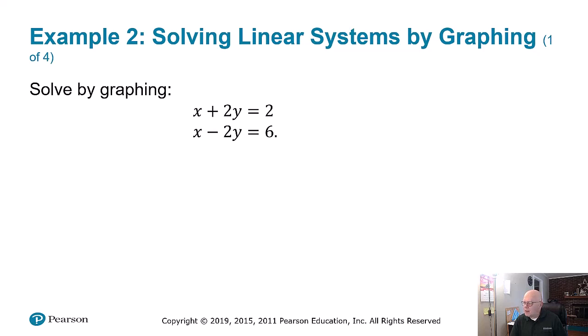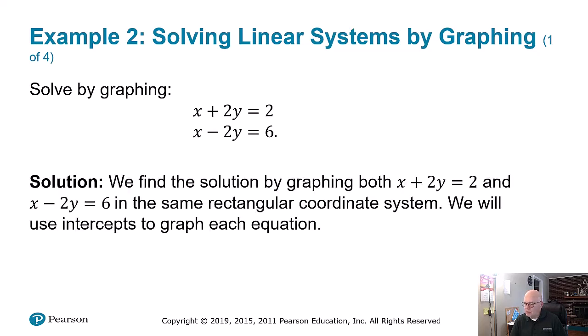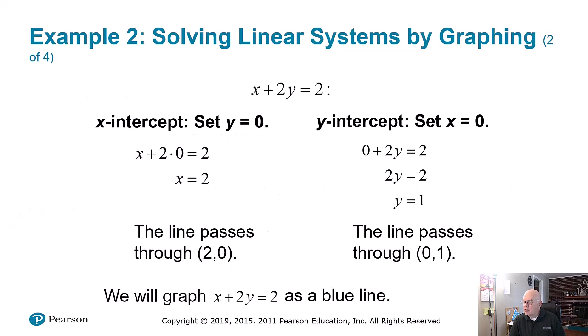So we want to find something that works for both of them. We'll graph both the x plus 2y equals 2, and we'll graph the x minus 2y equals 6, and see what happens. So we're going to do it the easy way. We'll take equation number 1, and find the x-intercept. Remember that? You set the y equal to 0, put that in your equation. Here's your equation. Put the 0 in there, and see what x you get.